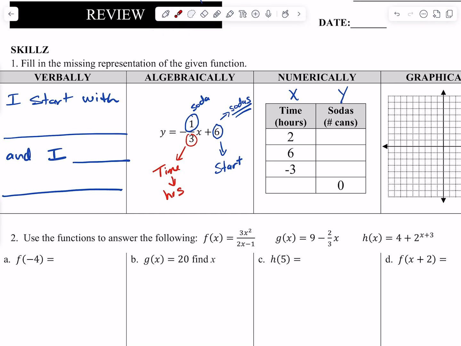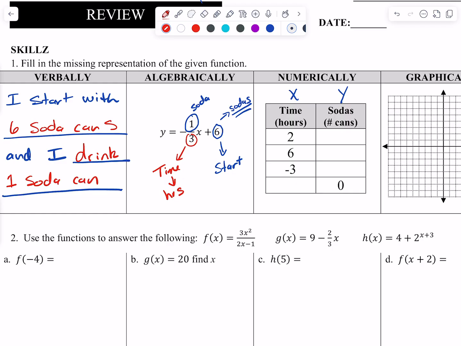I start with 6 soda cans, right? Because that's what you begin with. And then on the next sentence, you're just going to tell me how fast or how slow you're drinking it. Now this one is decreasing, right? Because it's a negative. So on this one, you're drinking or you're throwing it away or whatever the case is, right? You're going to say, and I drink 1 soda can per hour. And that's how you tell the story. So always break down the fraction like this.